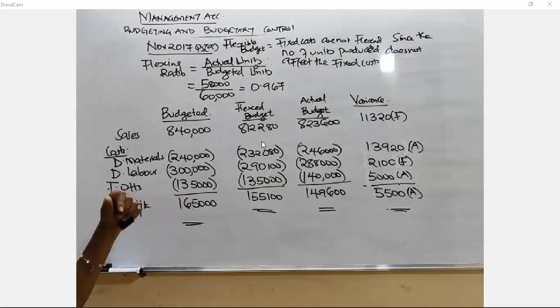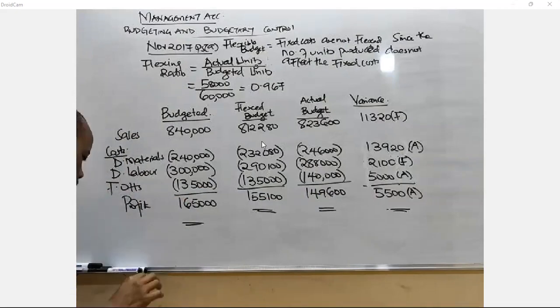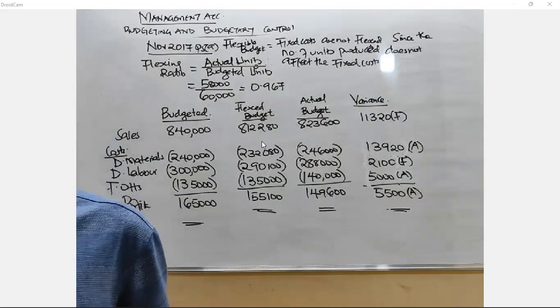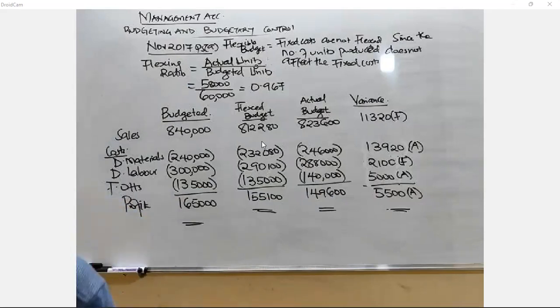The only thing that is remaining here to conclude budgeting and budgetary control is the cash budgets. We cannot do it right now. We just want to have enough time to go slow about it.